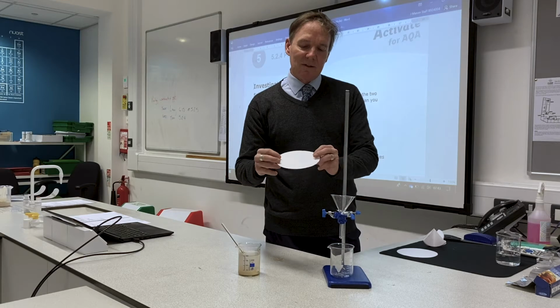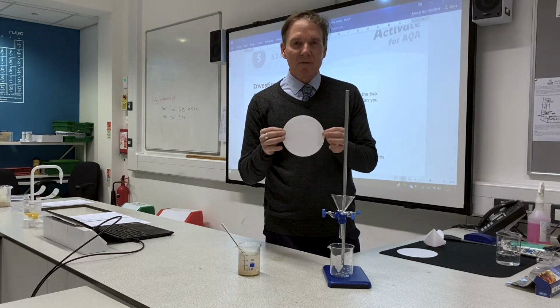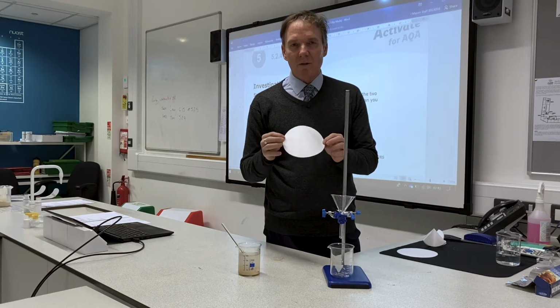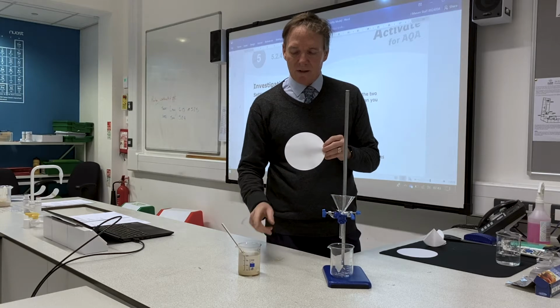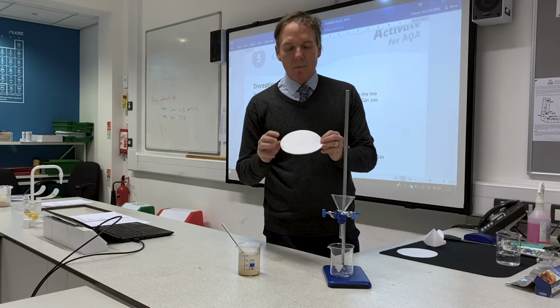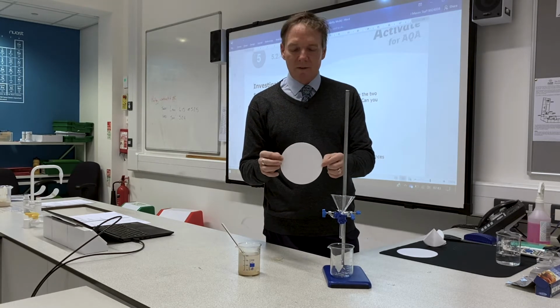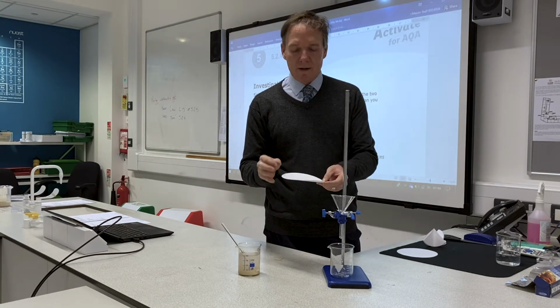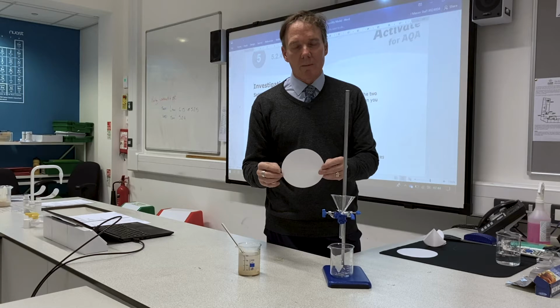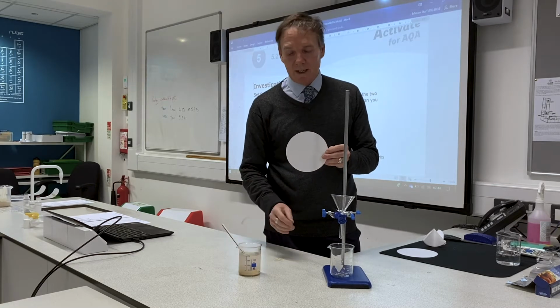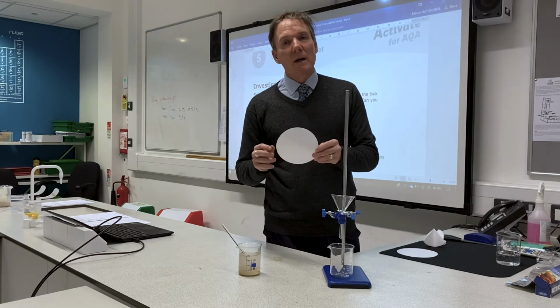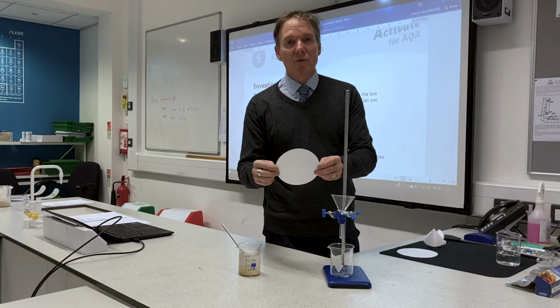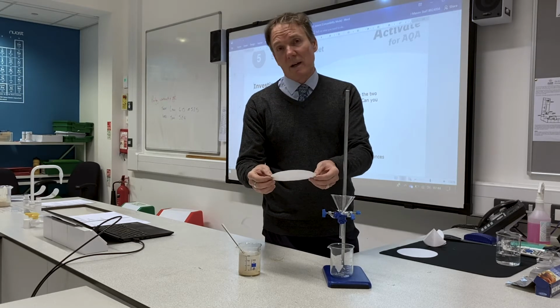The other thing is, in filter paper we have lots of little holes. And the sand can't go through the little holes in the filter paper because the particles of sand are way too big. They get stopped by the filter paper. The salt that's dissolved in the water is small enough to get through the holes in the filter paper.